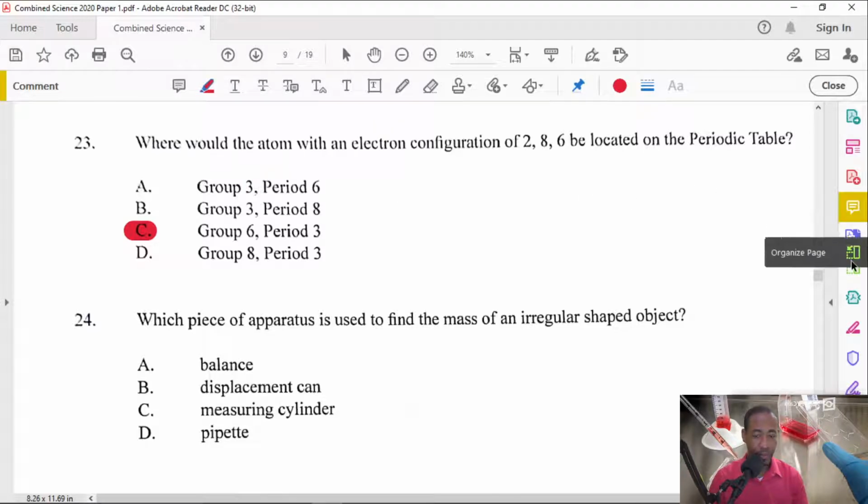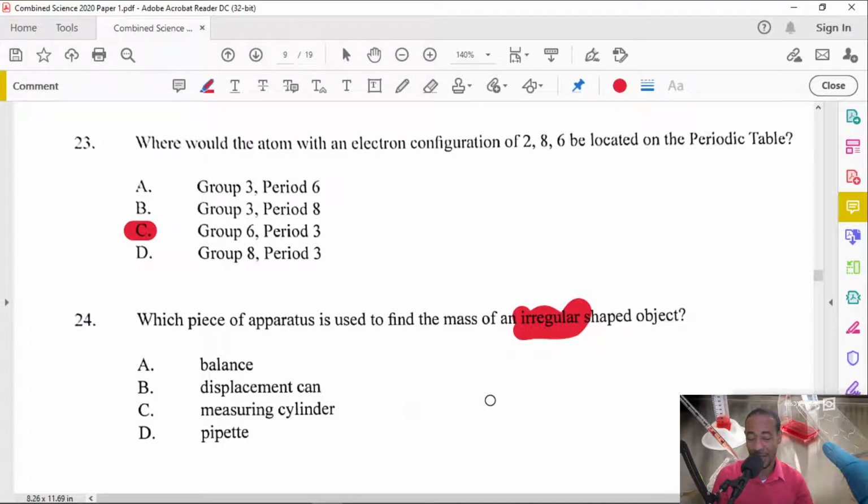All right, let's look at question number 24 at the same time. It said, which piece of apparatus is used to find the mass of an irregular shaped object? And they say mass. Now, the word irregular here is kind of throw you off a little bit, right? So please pay attention and be focused when looking at these words. And irregular doesn't matter. You're looking for mass.